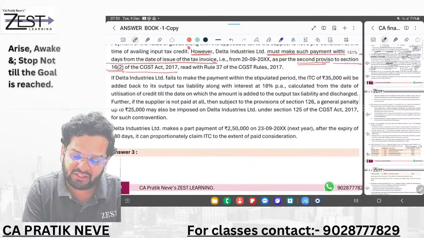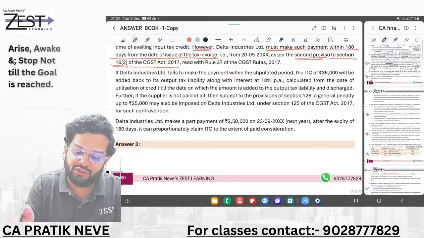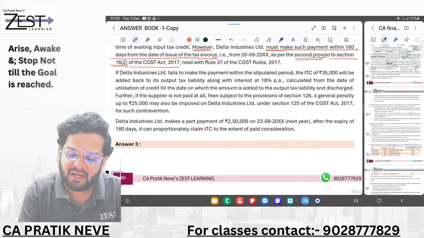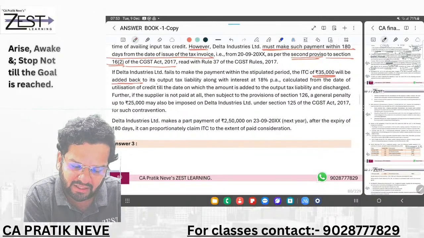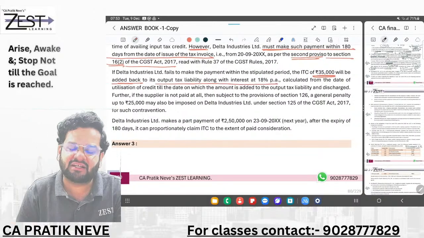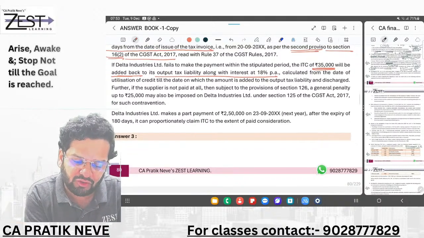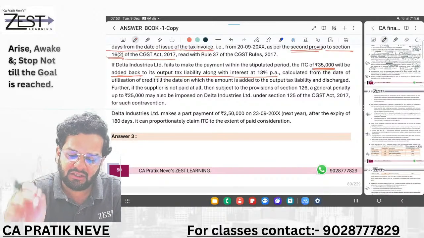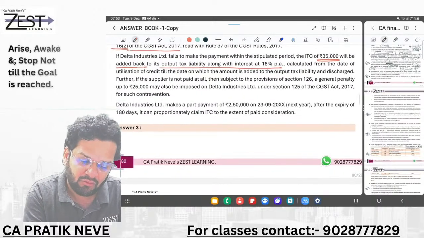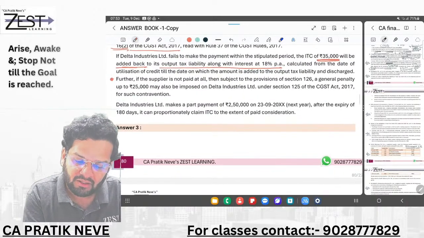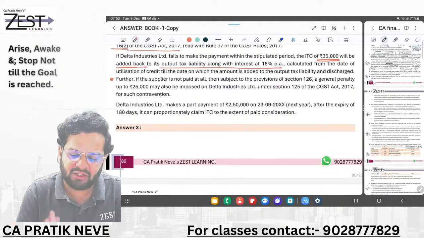If Delta Industries, the recipient of supply, fails to make payment within this stipulated period, ITC of 35,000 will be added back to the output tax along with applicable interest at 18% per annum, which will be calculated from the date of utilization of credit till the date on which it is added to the output tax liability and discharged. Further, if the supplier is not paid at all, the general penalty also would apply.